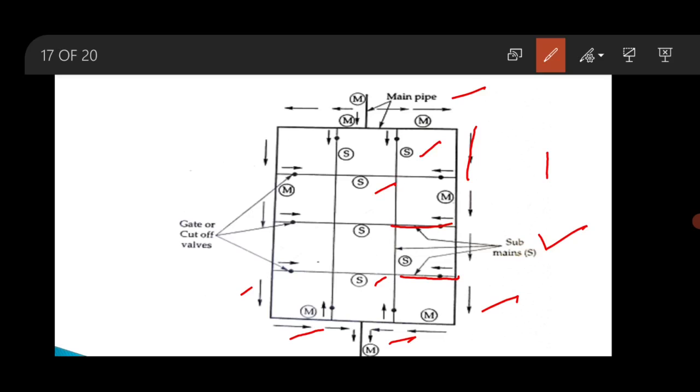The ring system is very suitable for towns and cities having well planned roads. This system can be used in combination with the gridiron system. In such a case, it will enhance the capacity of the gridiron system. And the advantages and disadvantages of the ring system are the same as those of the gridiron system.